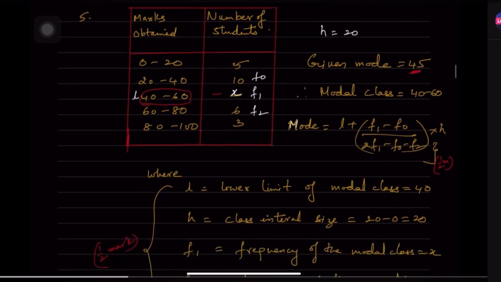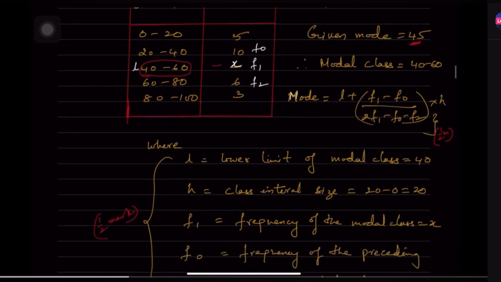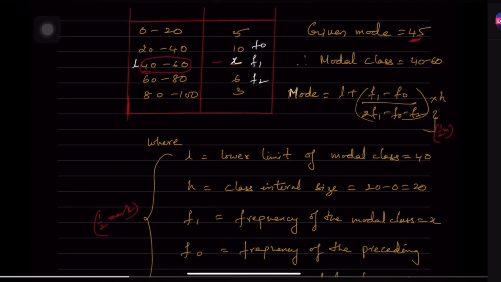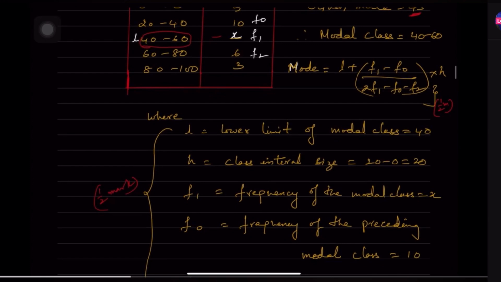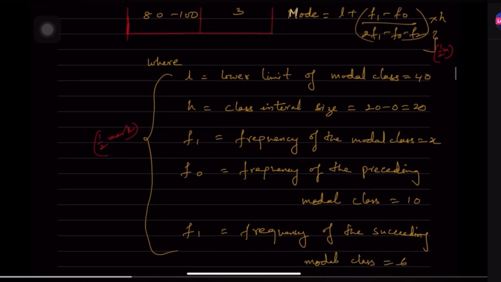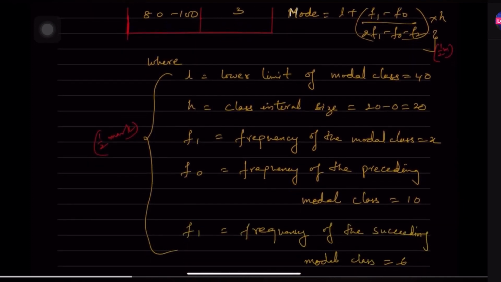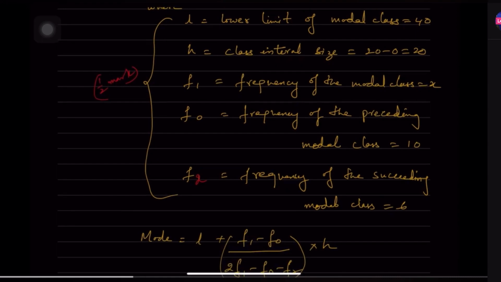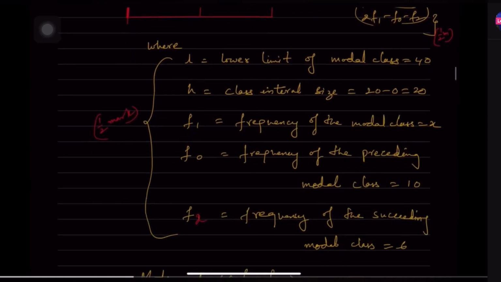So now for this formula, L is equal to the lower limit of the modal class, which is equal to 40. h is equal to the class interval size, that is 20 minus 0, or 40 minus 20, or 60 minus 40, whatever we take in those intervals. It's equal to 20. f1 is the frequency of the modal class, that is equal to x. f0 is the frequency of the preceding class, which is equal to 10. f2 is the frequency of the succeeding class, which is equal to 6.